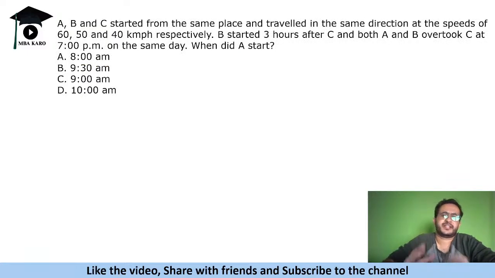A, B, and C started from the same place and traveled in the same direction at the speeds of 60, 50, and 40 km per hour. B started 3 hours after C, and both A and B overtook C at 7 p.m. on the same day. When did A start? So three people going in the same direction. Their speeds are given to us. B started 3 hours after C, and both of them, A and B, overtook C at 7 p.m.